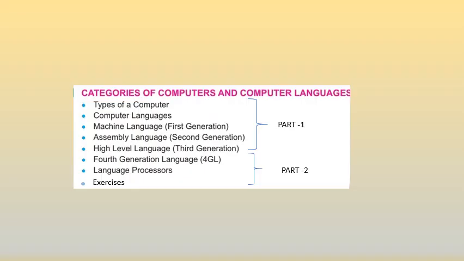Now, chapter 1, categories of computers and computer languages, which I have divided in two parts, part 1 and part 2. In part 1, we will discuss the topics: types of a computer, computer languages, machine language, assembly language, and high level language. Then in part 2, we will discuss fourth generation language and language processors. Then after, exercises and question answers of this whole chapter.